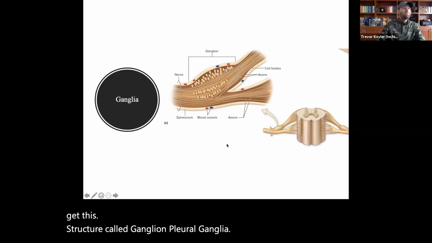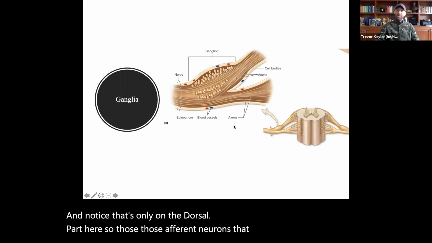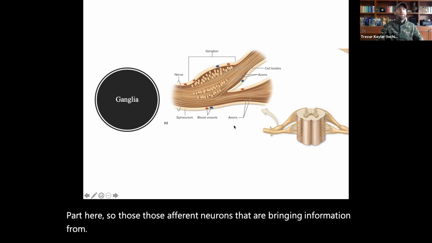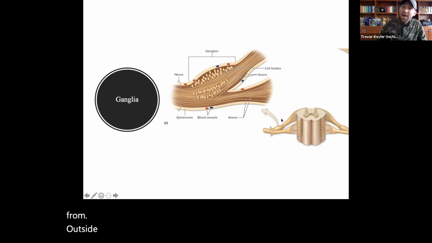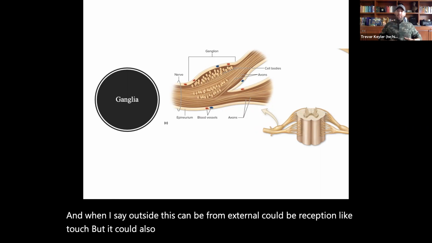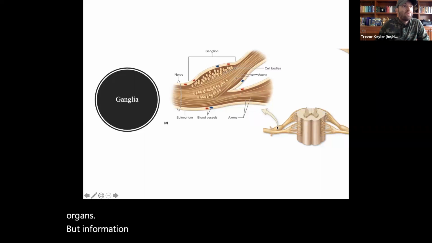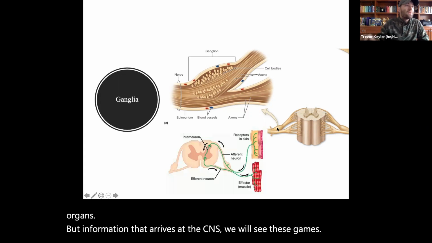Okay. And notice that's only on the dorsal part here. So those afferent neurons that are bringing information from outside into the CNS. And when I say outside, this can be from external, it could be reception like touch, but it could also be sensory from the viscera, like your internal organs, okay? But information that arrives at the CNS, we will see these ganglia. So we'll see something like this.